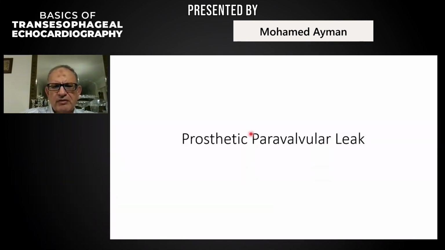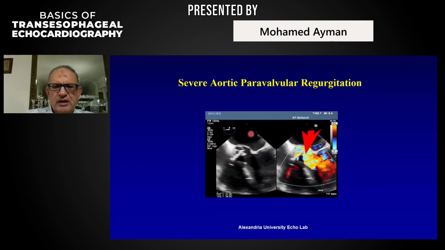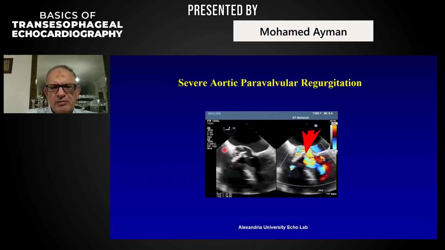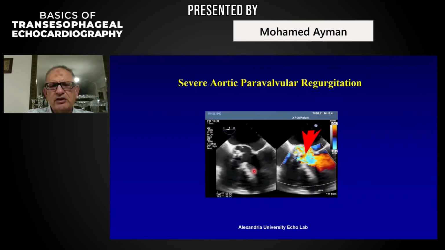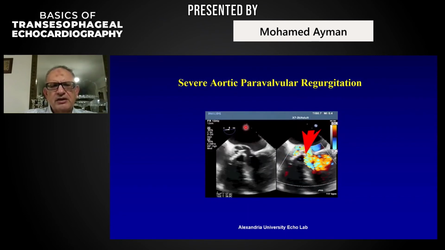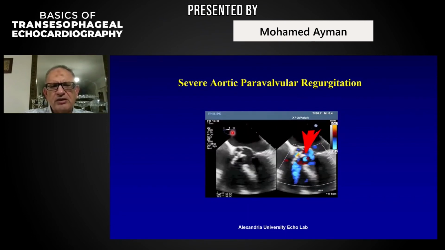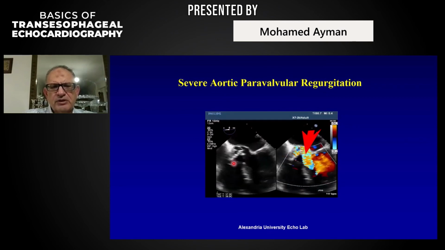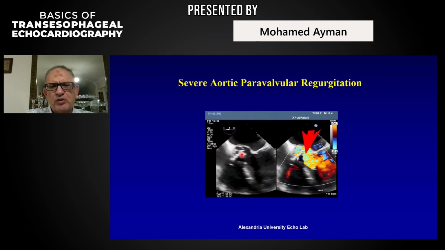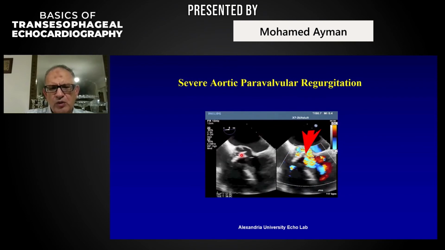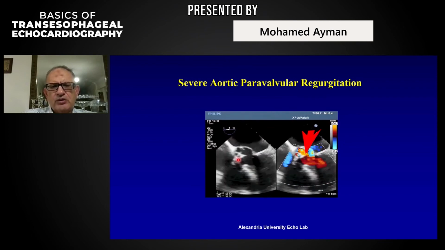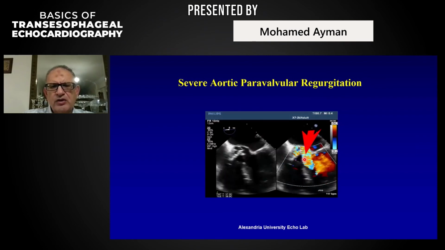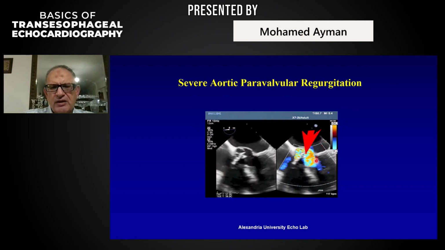Going to prosthetic paravalvular leak, okay? TEE plays a very important role in detection of paravalvular leak. This is a mid-esophageal view at 0 degree. This is a prosthetic aortic valve. We're doing some anteflexion here to open the outflow tract. And as you see here, there is a good amount of paravalvular leak leaking through this leaflet into the left ventricle.